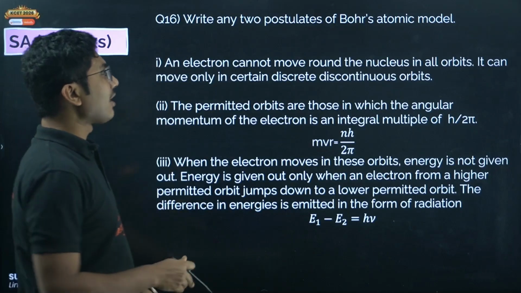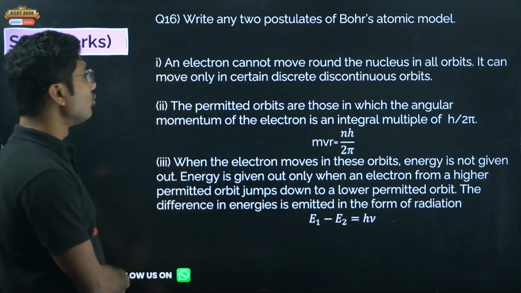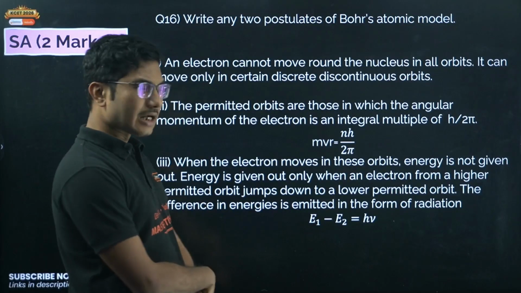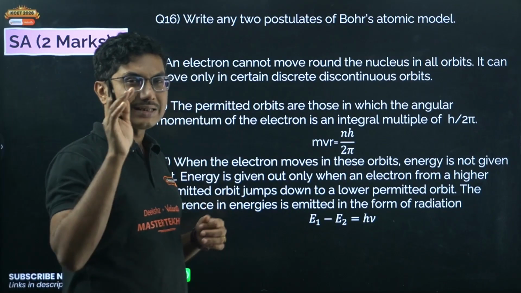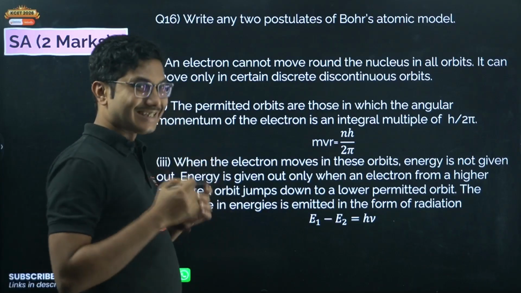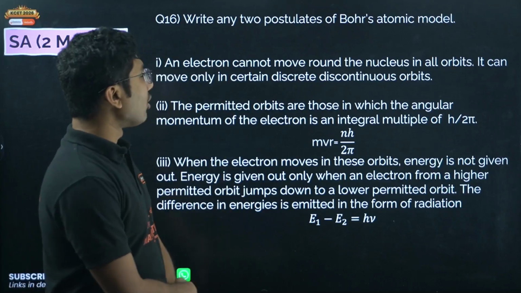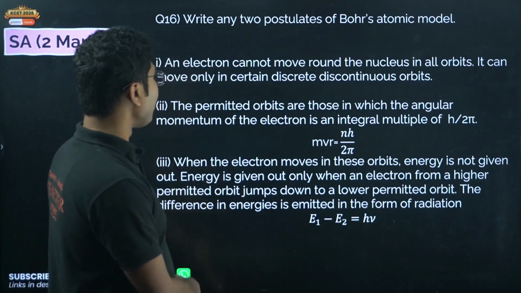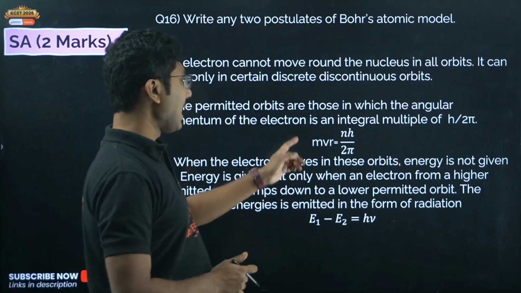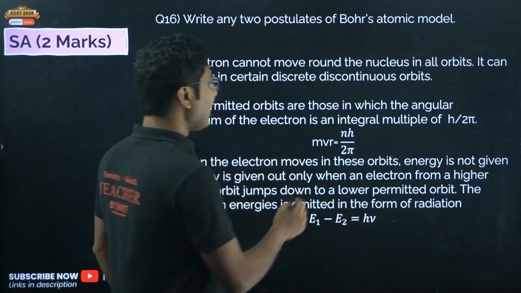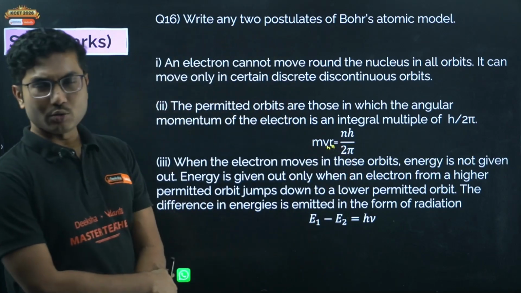An electron cannot move round the nucleus in all orbits. It can only move in certain discrete, discontinuous orbits. So there is no link between 2 orbits. They are discontinuous and obviously discrete. Discrete means they are separated from each other. The permitted orbits are those in which the angular momentum of the electron is an integral multiple of h by 2 pi, that is mvr equals nh by 2 pi.